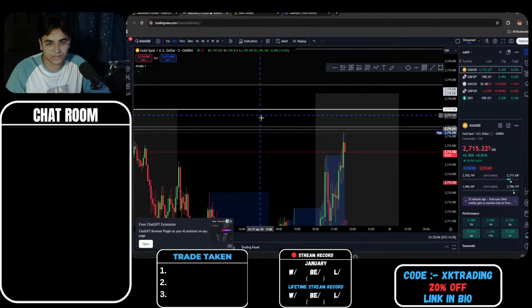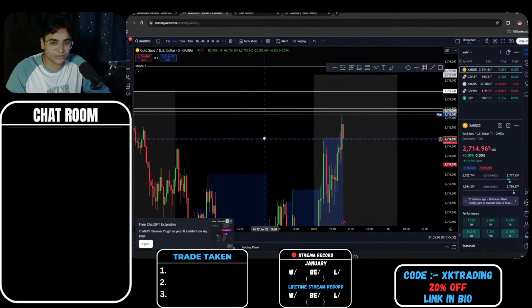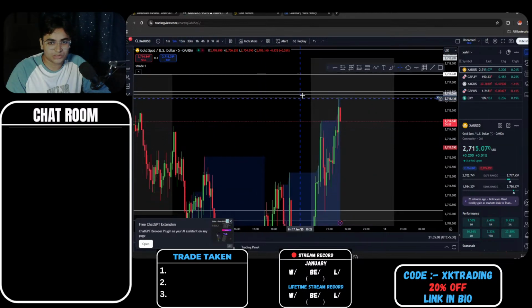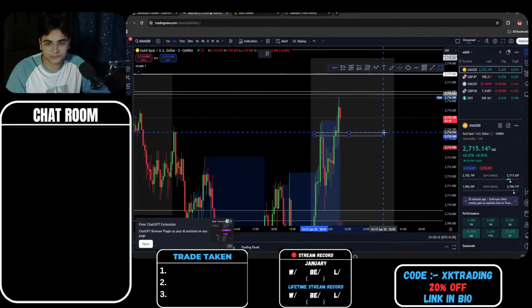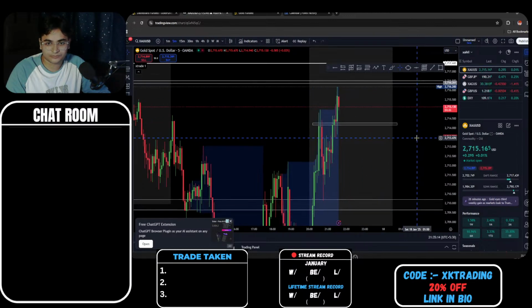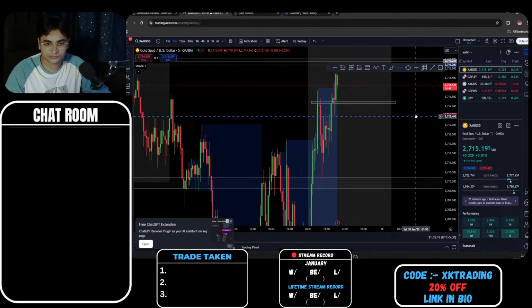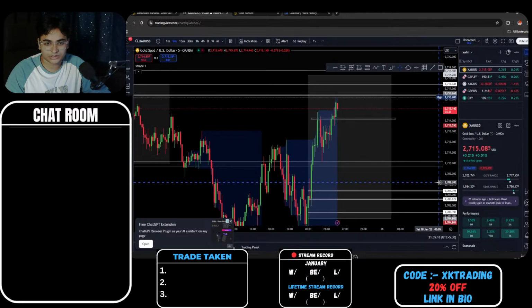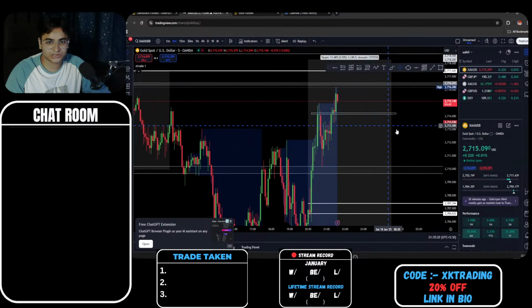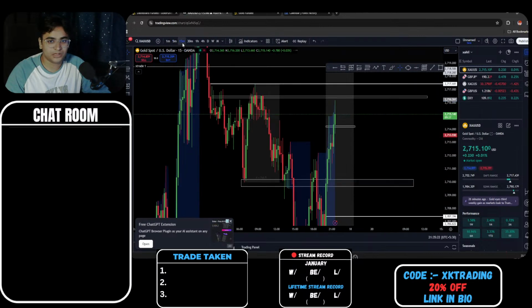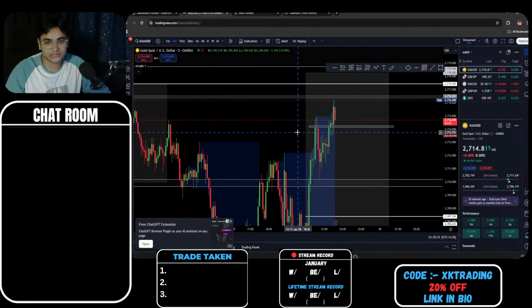Okay, I think we are. Oh, new 5 minute candle open up. So as long as we are respecting this area, we are good. All right, boys. As long as we are respecting this area, we are good. This is a 5 minute area, so be careful according to that. But yeah, as long as we are respecting these areas, we are good.